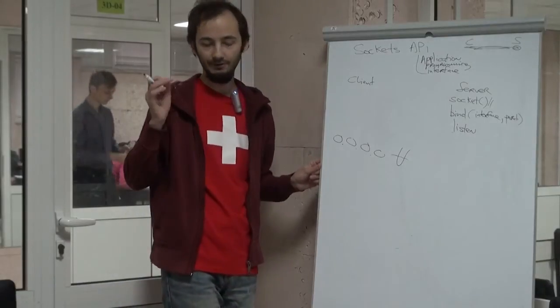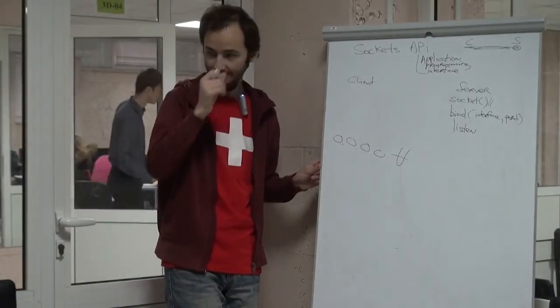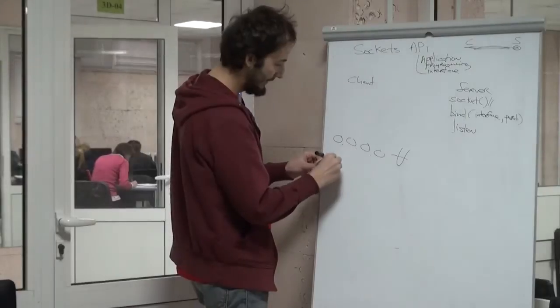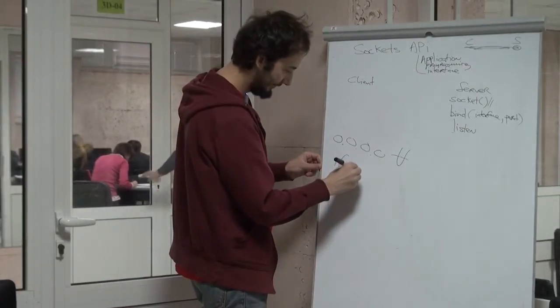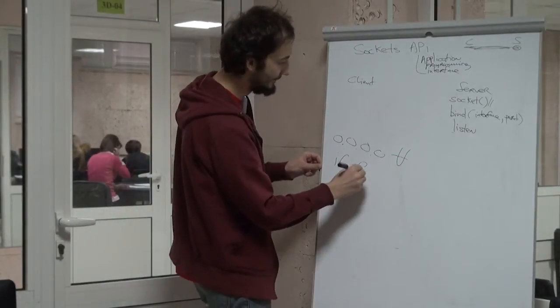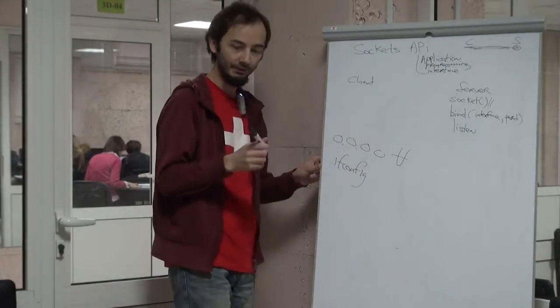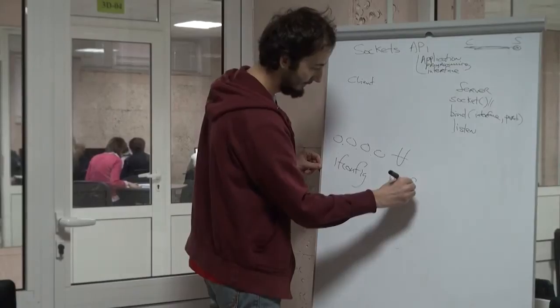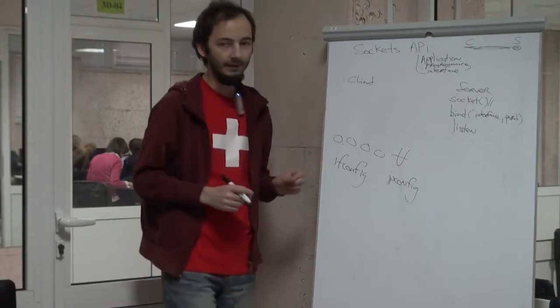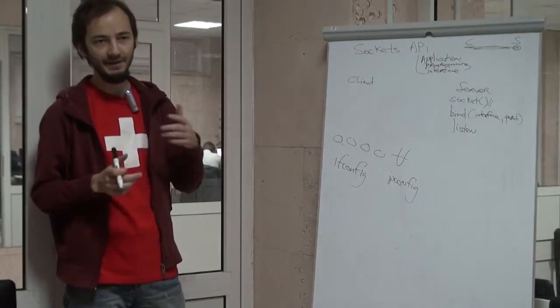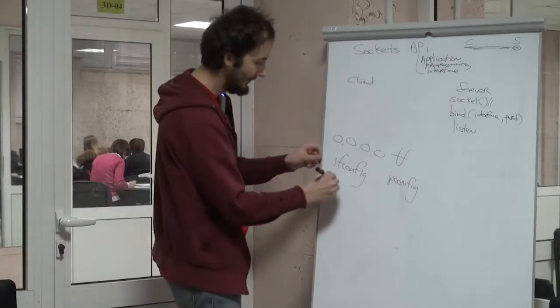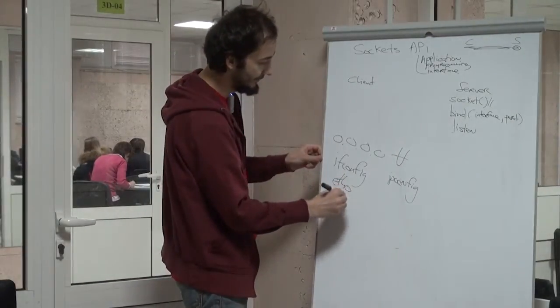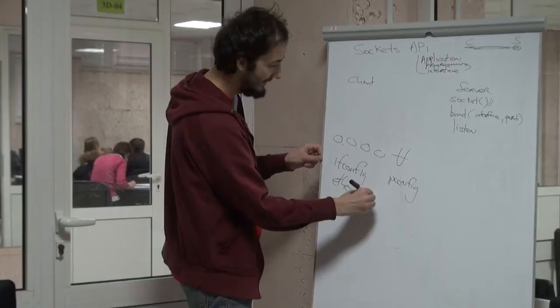For example, on Linux, you can get a list of interfaces by running ifconfig. On Windows, you can write ipconfig. And interfaces usually have names. For example, ETH0, ETH1.